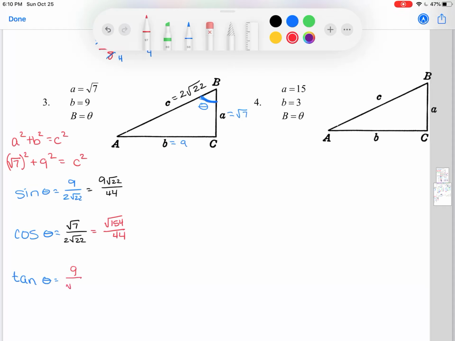And 154 is not able to get broken down into any pairs. That's why 154 stays. And then for tangent, we have 9 divided by root 7. Multiply both sides, or top and bottom, by root 7. And we get 9 root 7 divided by 7.